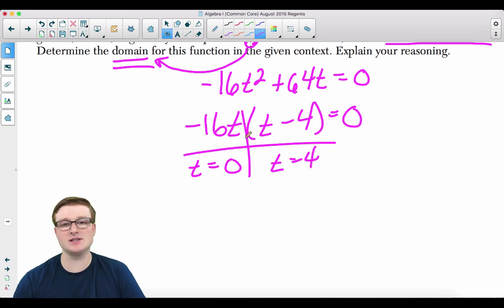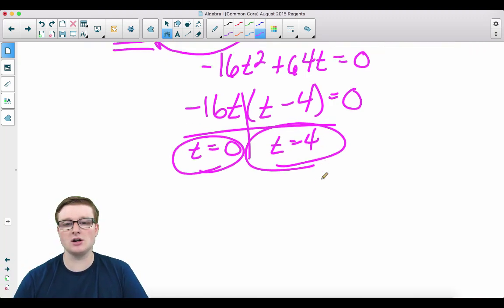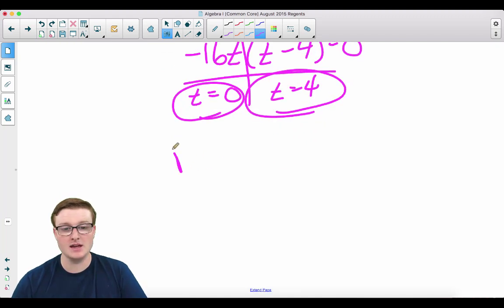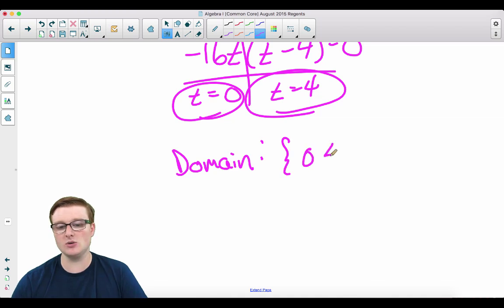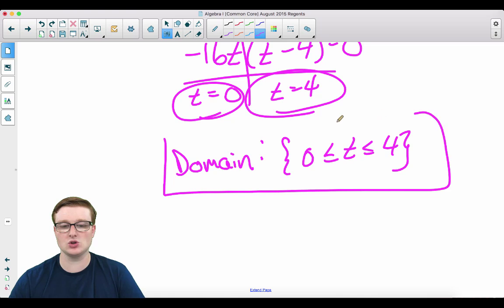By the way, I got this negative 16t. You just set negative 16t equal to 0. Divide by negative 16 on both sides, and you get t is equal to 0. So these are your numbers that you have. Now, they're asking you to state the domain. So the domain is 0 is less than or equal to t, which is less than or equal to the number 4. That is your answer.